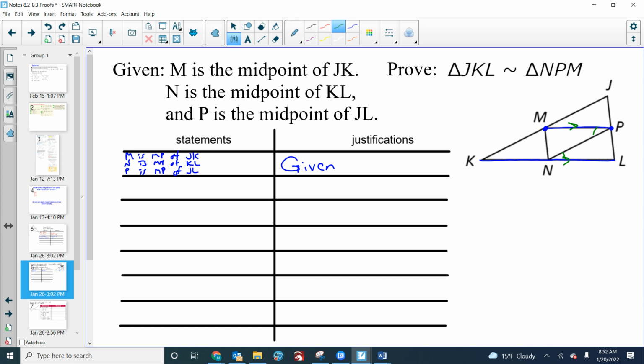What two triangles are we trying to show similar? JKL, the big one, and NPM. NPM, the inside one, right?